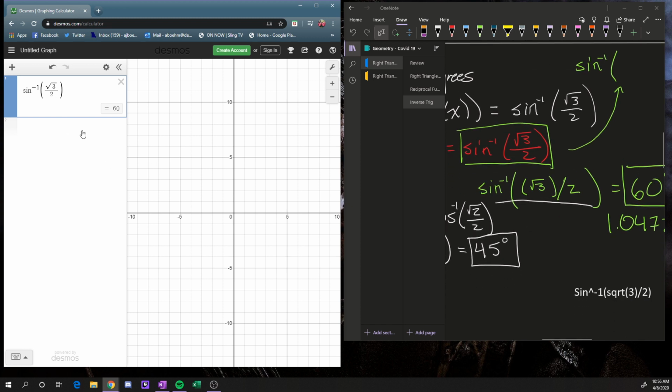Okay, if I do the second one, cosine, that up caret, -1, arrow button to the right, open parentheses, and we want square root 2. Scroll to the right, divided by 2, scroll to the right again, close the parentheses, enter, and you'll get 45.